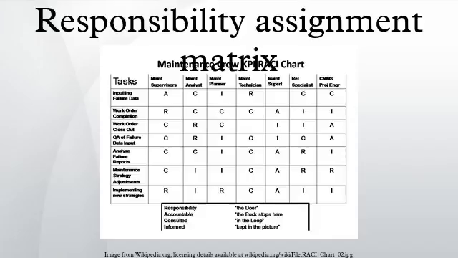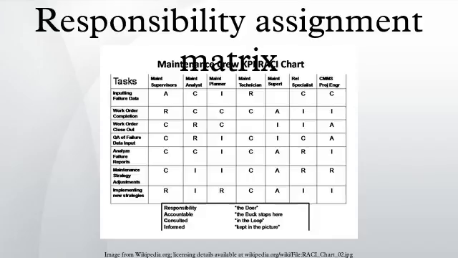Responsible: those responsible for the performance of the task. There should be exactly one person with this assignment for each task. Assists: those who assist completion of the task. Consulted: those whose opinions are sought, and with whom there is two-way communication. Informed: those who are kept up to date on progress, and with whom there is one-way communication.